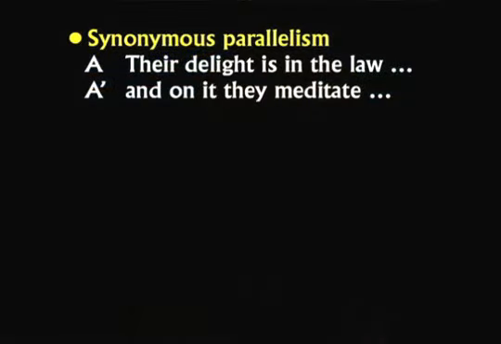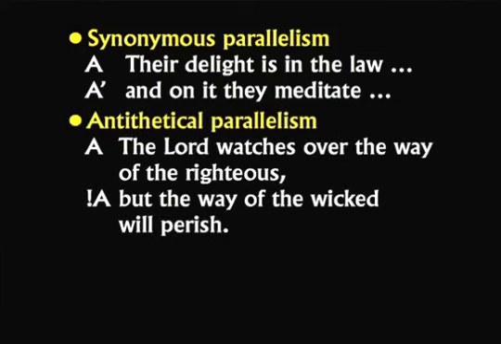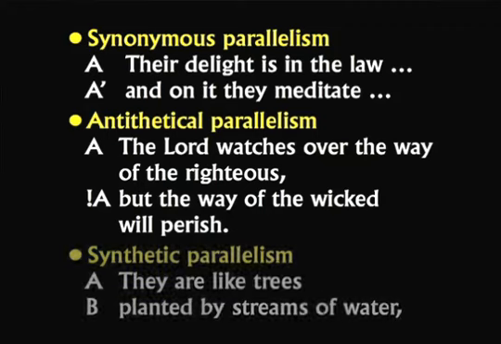Some scholars like to use letters to identify the sense of a parallelistic unit, and this scheme might help you to recognize parallelism more easily. The pattern in a synonymously parallelistic couplet is A and near A, more or less, with near A usually designated as A prime. The pattern in an antithetically parallelistic couplet is A and not A, and the pattern in a synthetically parallelistic couplet is A and B, where B has a clearly explicable relationship to A.